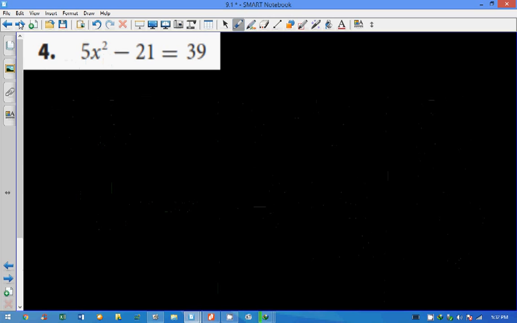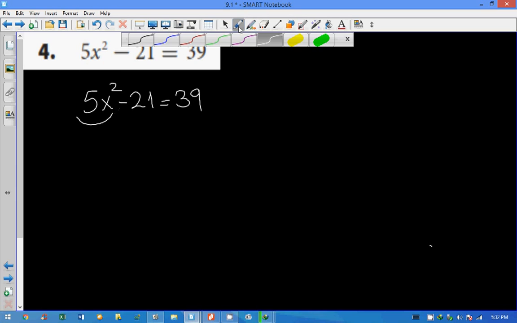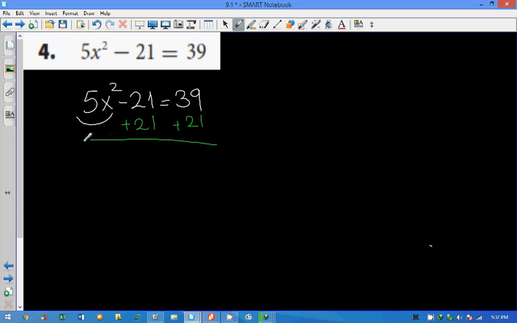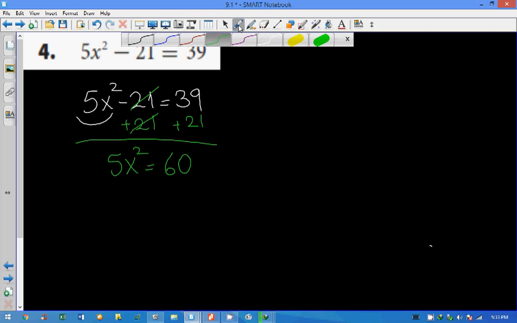So we have another problem, as you see. 5x squared minus 21 equals 39. So how do you isolate 5x squared first? You have to add 21 on both sides. So 21 and 21 cancel each other out, and 5x squared equals 60.